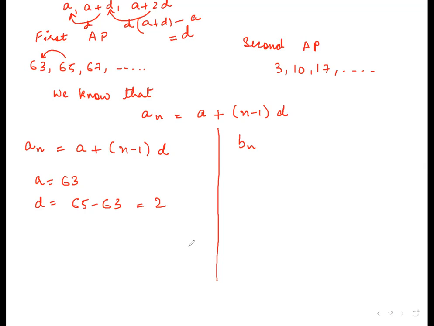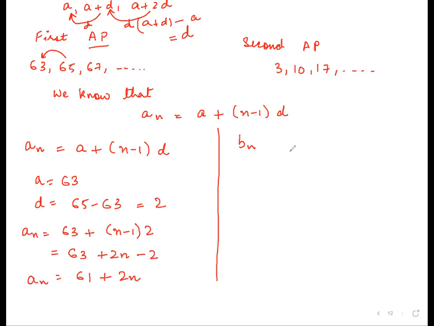Got it? Because it is given that this is an AP, I do not need to check the difference for all the terms. Since this is an AP, it is obvious that the difference is the same between the terms. So I can take any two terms to find the common difference. Got it? Okay, so put it in the formula. Your an becomes 63 plus n minus 1 into d, and d is 2. So this is 63 plus 2n minus 2. This is 61 plus 2n. So this is your an, right?